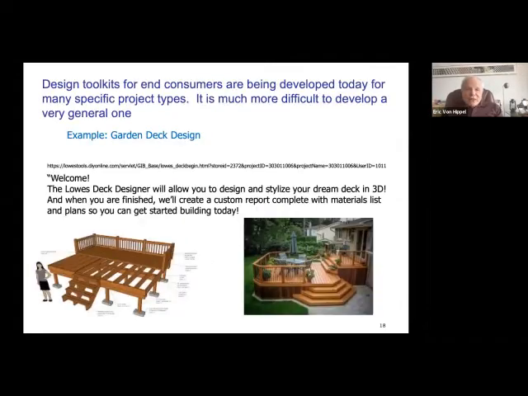Okay, so that same principle, do you remember I told you, I think I showed you his design deck before. I'm not sure if I did or not, but anyway, here's another example. If you're a customer for a deck in your backyard, you can see that thing in the lower right.